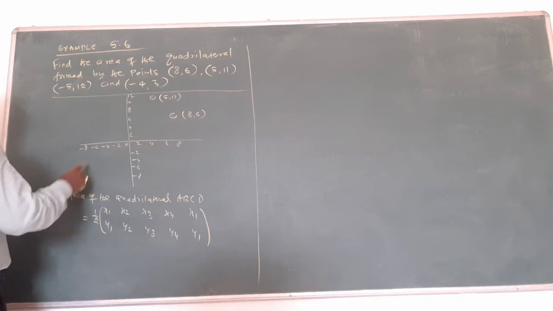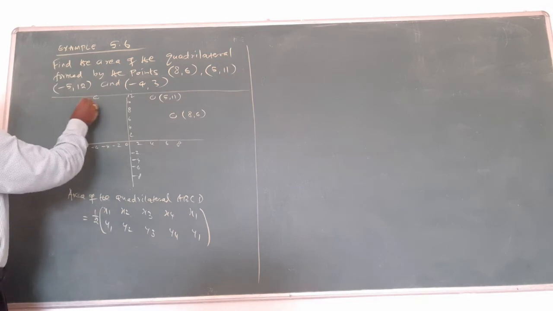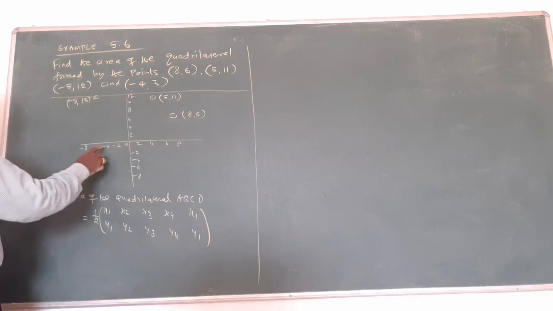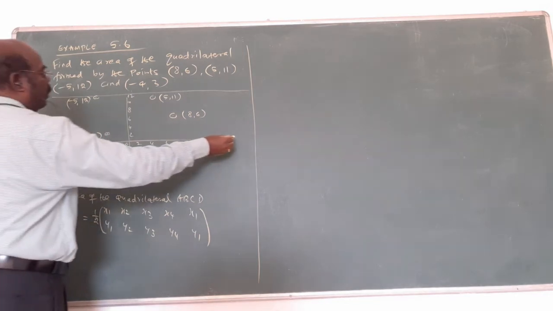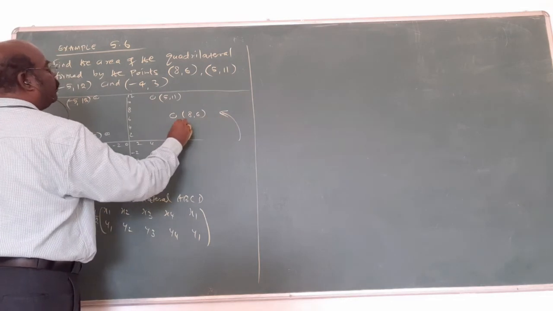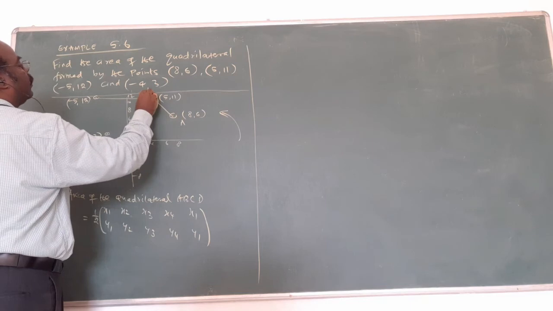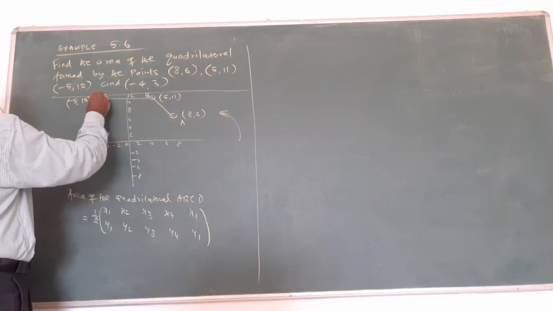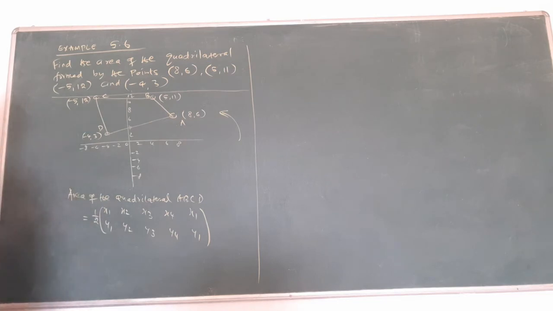Next, minus 5, minus 5, no? 12 here. Minus 5, 12. This one. Next, minus 4, 3 here. This is the first point. A, B, C, D. Am I right? What is the first line?